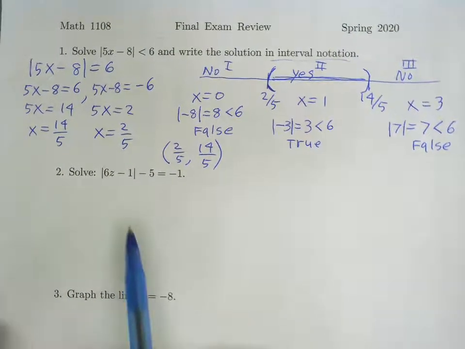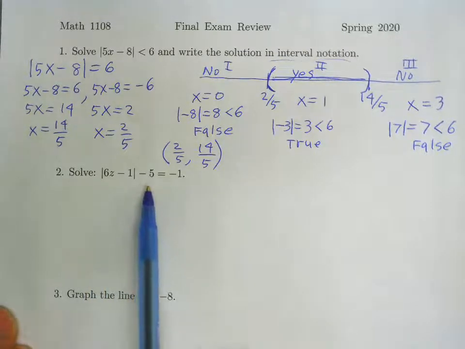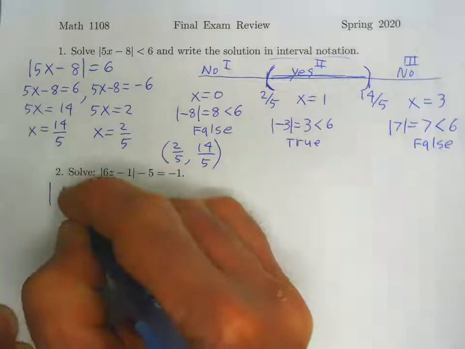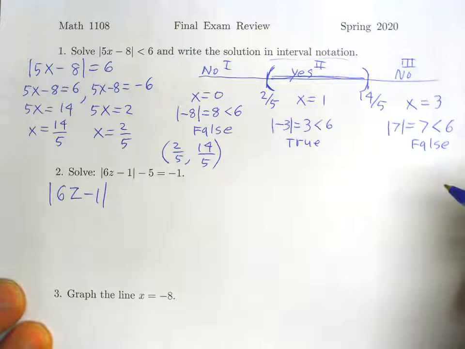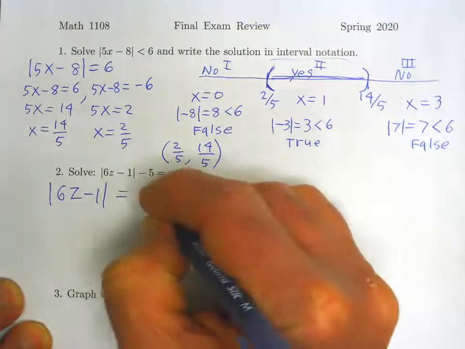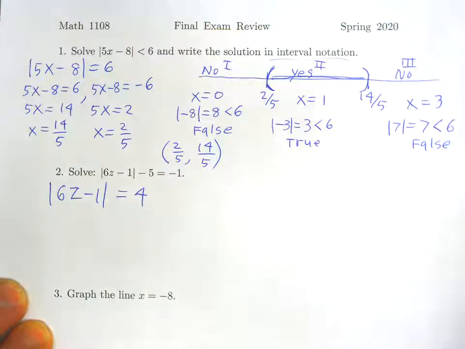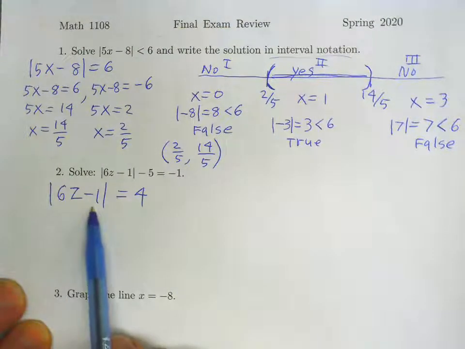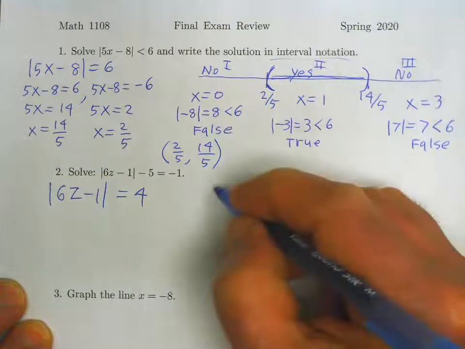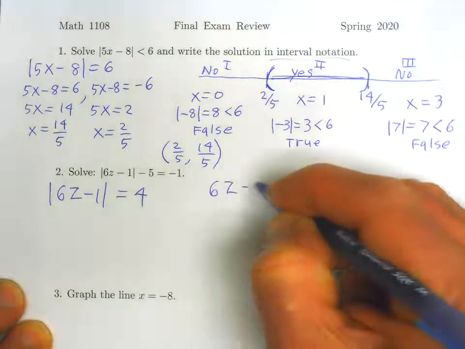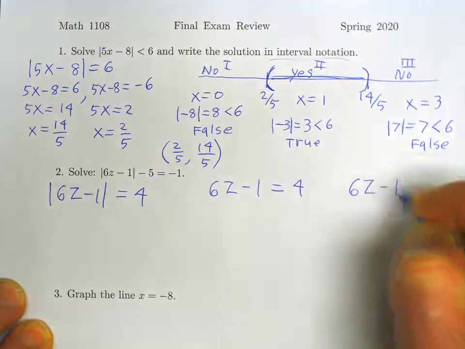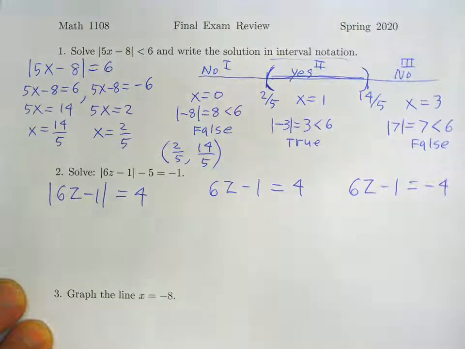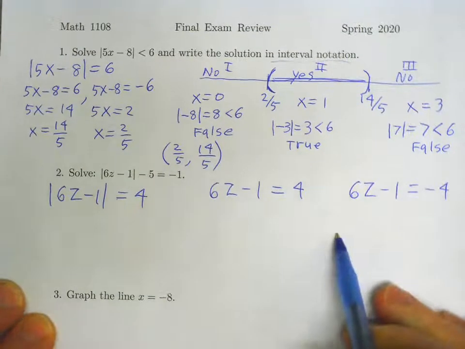Okay, and number 2, solve the absolute value equation. First, we want to add 5 to both sides so that the absolute value part is isolated. The absolute value of 6z minus 1 equals 4. And then if the absolute value of 6z minus 1 is 4, then 6z minus 1 could be 4, or 6z minus 1 could be negative 4. And then solve each of those equations.